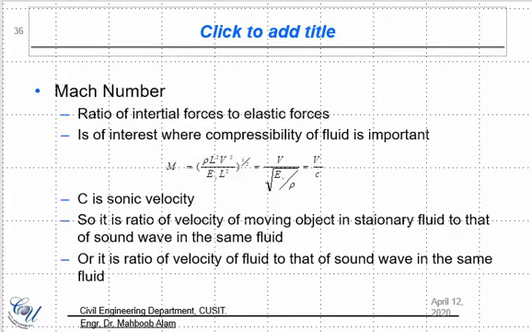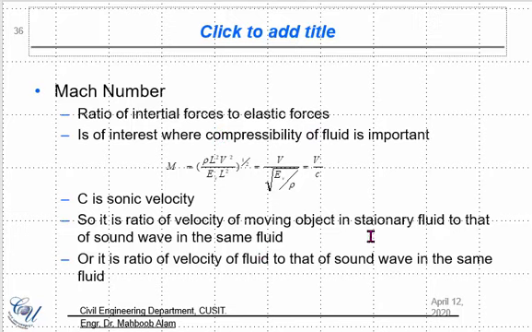Mach number is another dimensionless number. You might have heard the name Mach number, which basically is associated with the speed of sound. When we say that an F-16 can fly with the speed of Mach 2, we are basically saying that the F-16 can fly 2 times the velocity of sound. So it's a ratio of inertial forces to elastic forces.